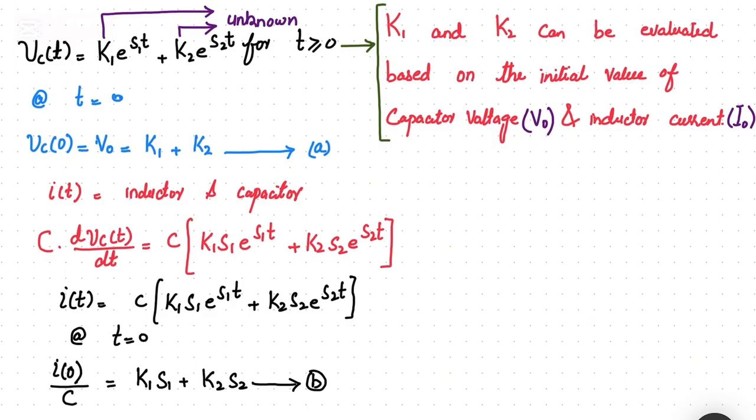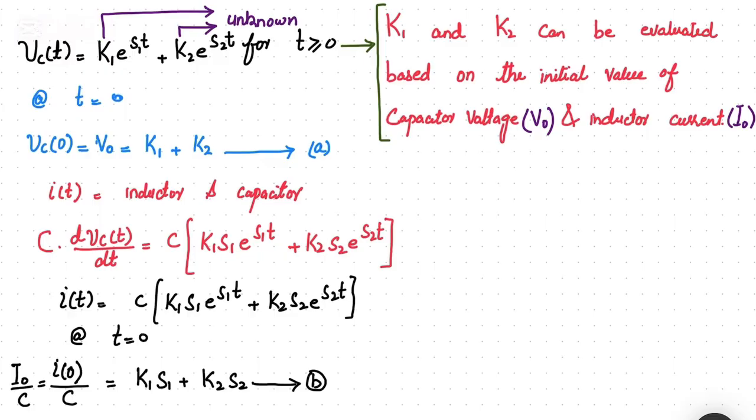This equation is in terms of the initial value of the inductor current, because we have I of 0 here, which is also represented by I0. So I0 divided by C is equal to K1 S1 plus K2 S2, and the initial value of the capacitor voltage Vc of 0, also written as V0, is equal to K1 plus K2. We can solve these two equations A and B simultaneously and calculate the values of K1 and K2.